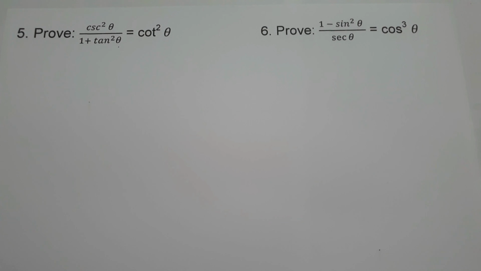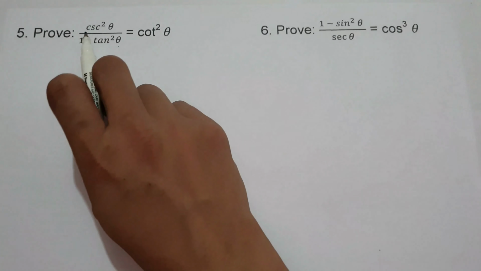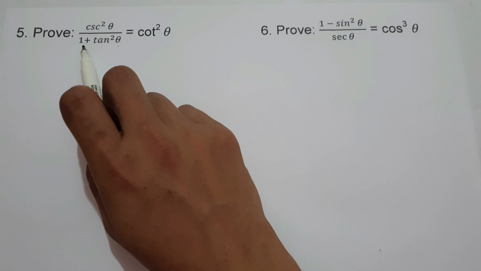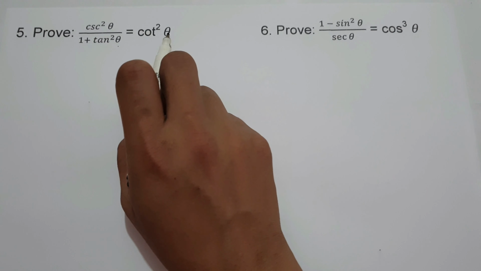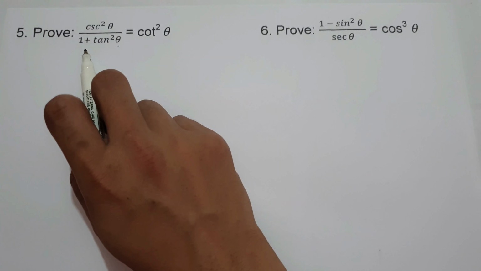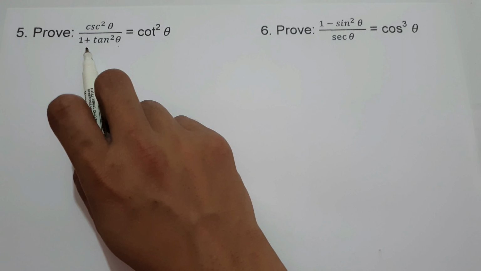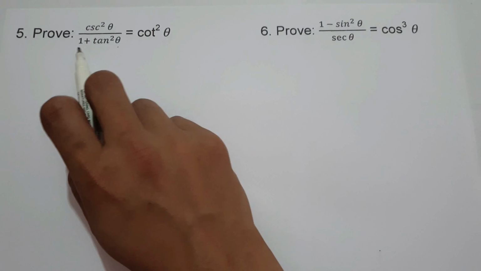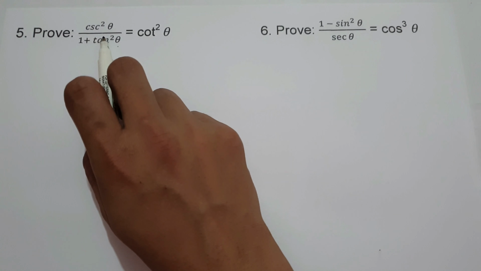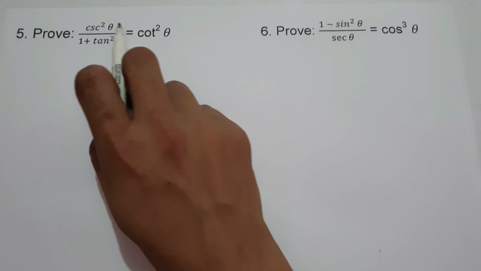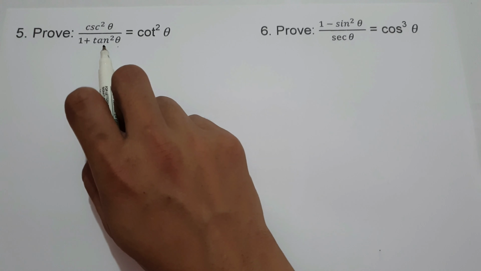On example number 5, we are going to prove cosecant square theta over 1 plus tangent square theta is equal to cotangent square theta. Since the left side of the equation is more complicated, we are going to simplify the left side of the equation. And as you can see, each trigonometric expression is being raised by 2. That means we are going to use Pythagorean identities.